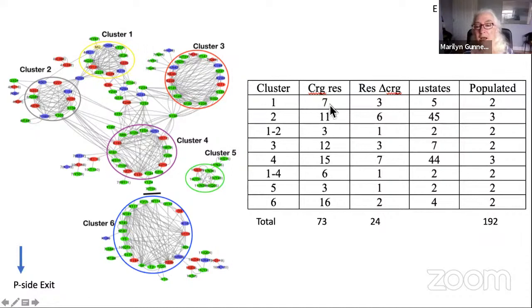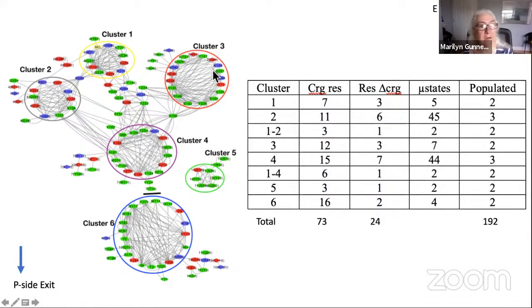has 7 ionizable protonatable residues in it. And 4 of them don't change their charge. So 3 of them are changing. And that could give us 8 microstates, 2 to the 3. And so we see 5 individual microstates for cluster 1, not 8. And 2 of them are populated. So 3 of them are high energy and 2 of them are populated.